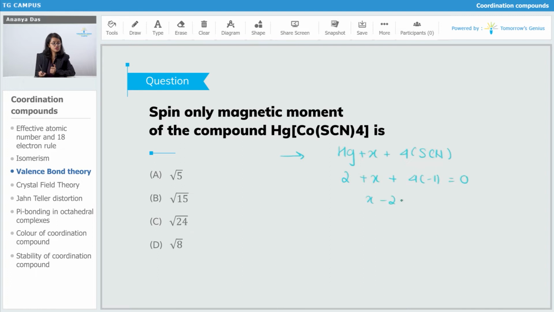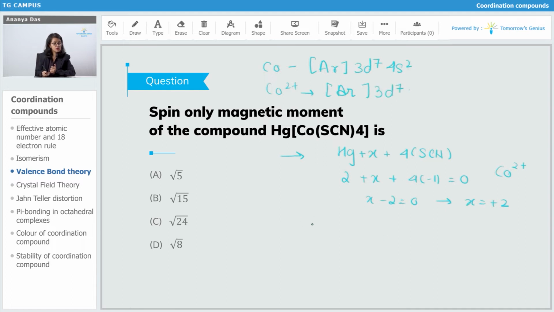So x minus 2 is equal to 0. That gives you a charge of x is equal to plus 2. So cobalt is present as cobalt 2 positive. Cobalt originally has the electronic configuration argon 3d7 4s2. So cobalt 2 positive has the electronic configuration argon 3d7.